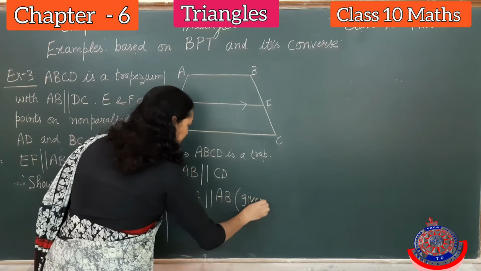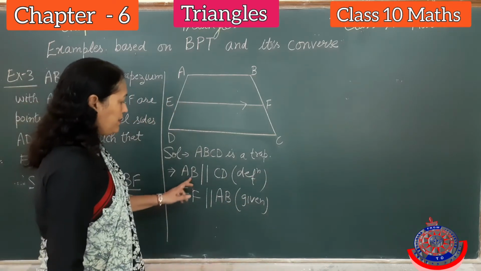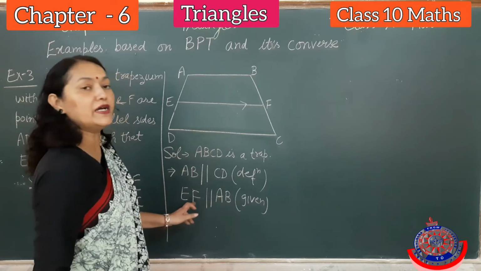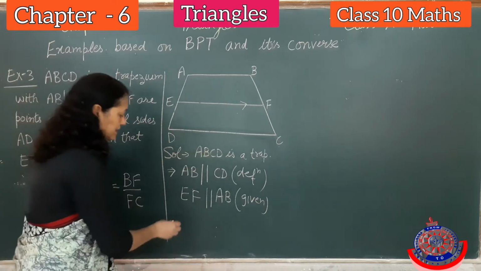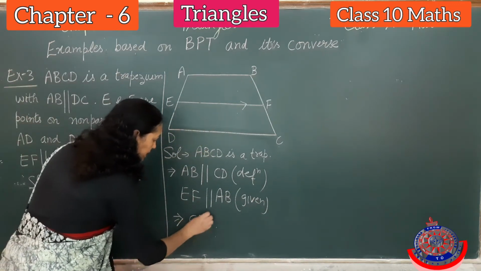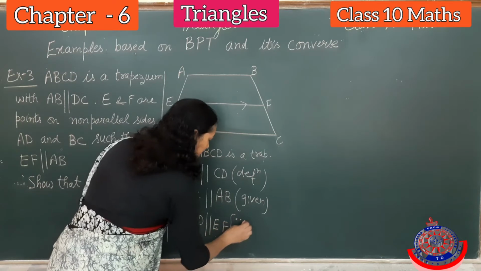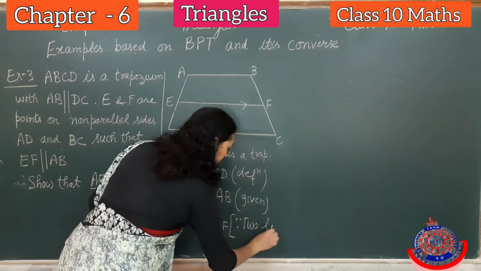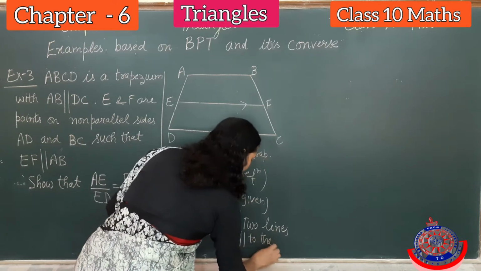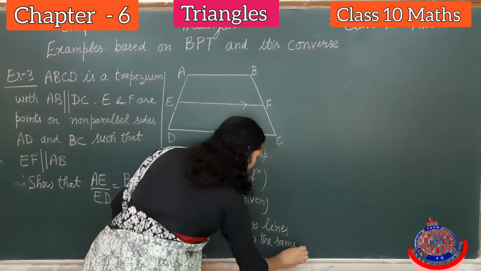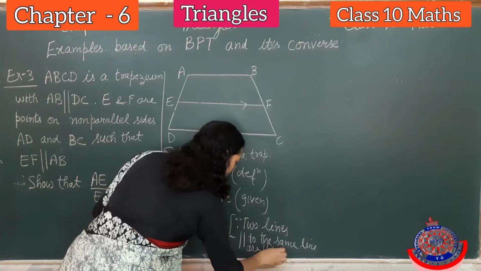This is given and this is by definition. So from two equations, AB parallel CD and AB parallel EF, can we conclude that CD and EF are parallel? CD parallel EF. Why? Because two lines parallel to the same line are parallel to each other.